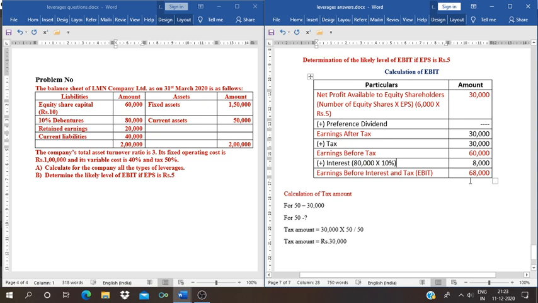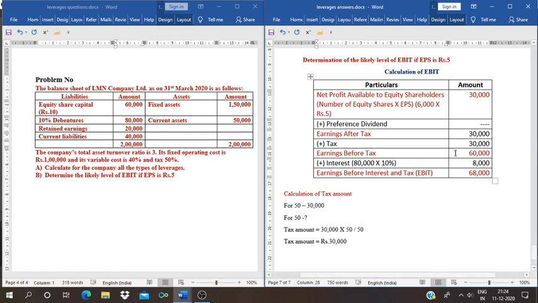the EBIT is 68,000. Okay. See, the actual format, I am telling: EBIT minus interest, EBT will come. Again we have to deduct tax, EAT will come. Then again we have to deduct preference dividend. We will get net profit available to equity shareholders. Because we need to calculate the EBIT, I have written the format in reverse order. When we are writing in reverse order, instead of deducting, we have to add.